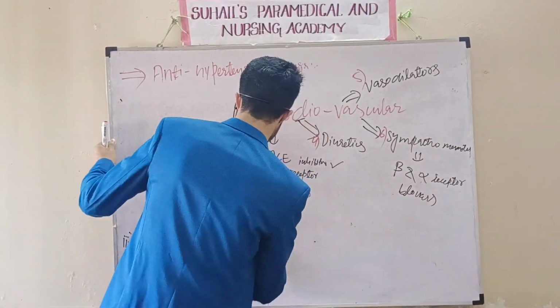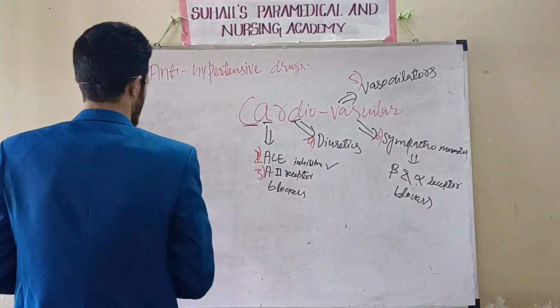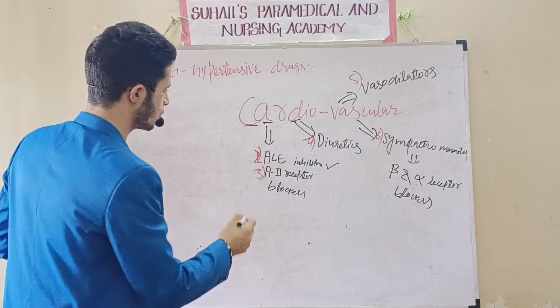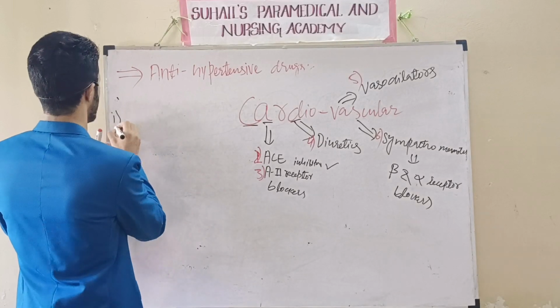What will be the second classification? That is which is the most important. The second classification, which is the most important, is ACE inhibitors.